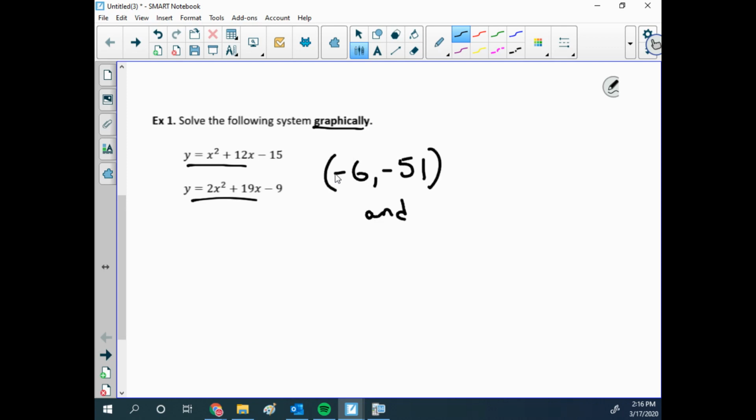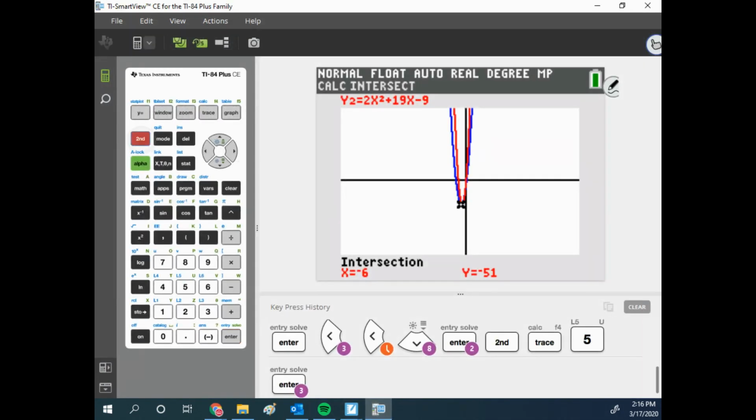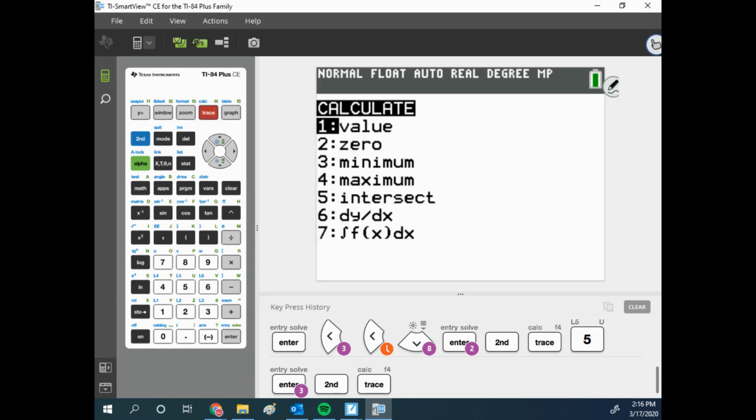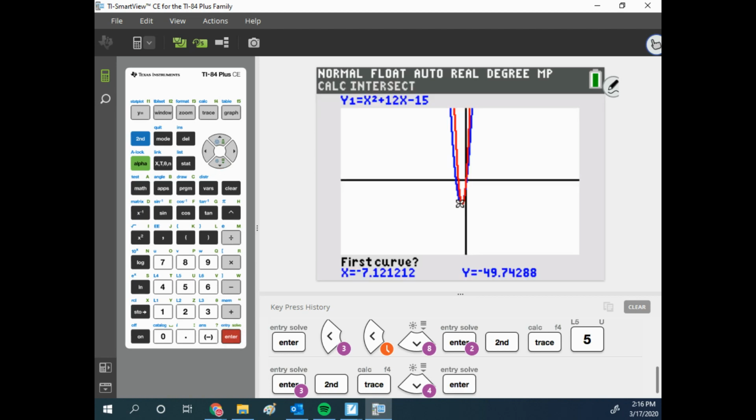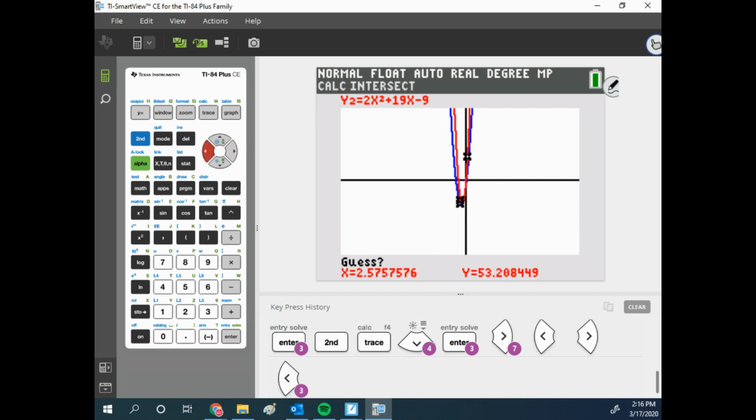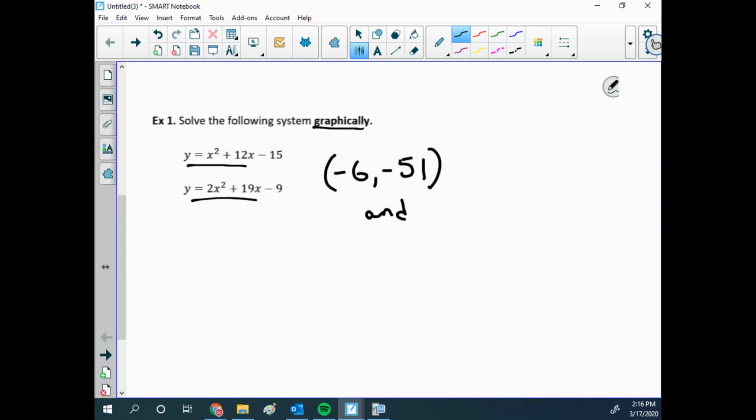And I have another intersect. Let's go check. Second trace. Remember, second calculate the intersect, and hit enter on that. First curve, enter. Second curve, enter. My guess is it intersects a little higher up over here, so I'm just going to hit enter. And there's another intersect at (-1, -26).